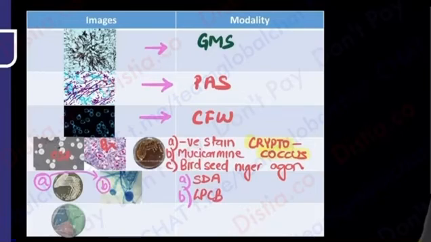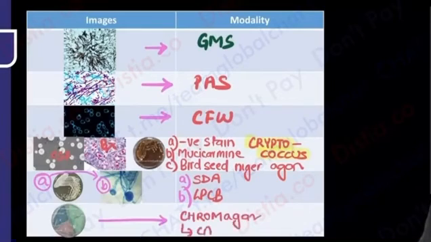Finally, coming to the colorful media, which is the one that requires a colorful media. This is known as the Chrome agar. Chrome because it has so many colors, and C for Candida. Chrome agar is very important when it comes to Candida diagnosis. So yes, this is one slide which wraps up everything that you have studied up till now in this chapter in the most concise manner.